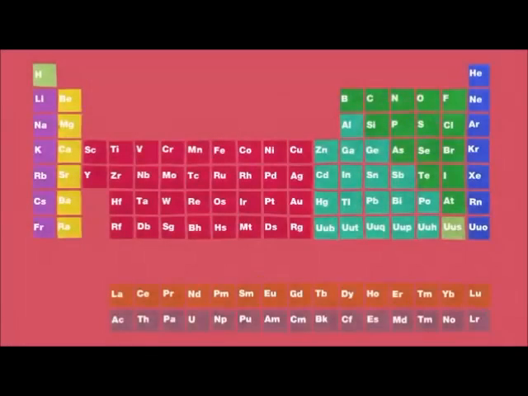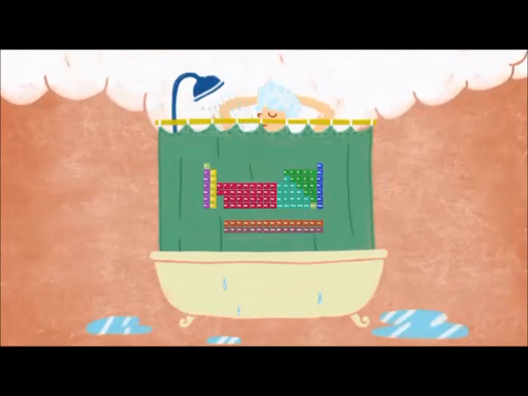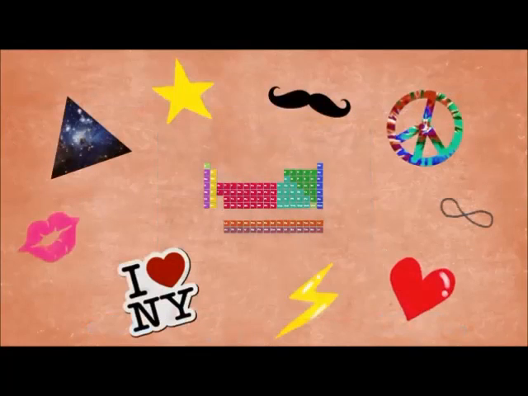The periodic table is instantly recognizable. It's not just in every chemistry lab worldwide. It's found on t-shirts, coffee mugs, and shower curtains. But the periodic table isn't just another trendy icon.